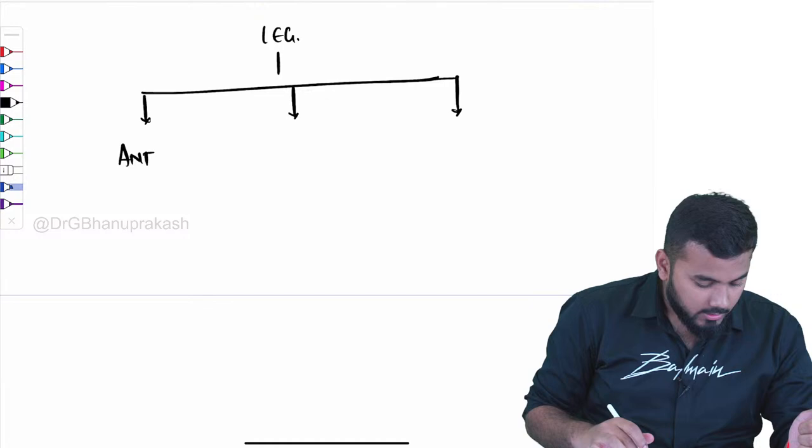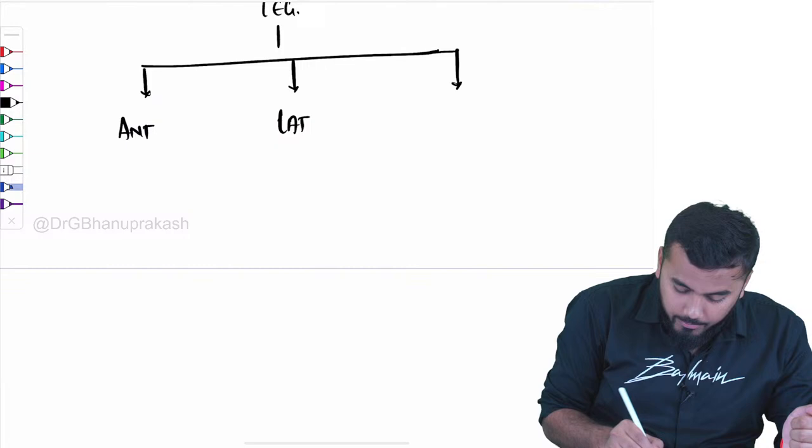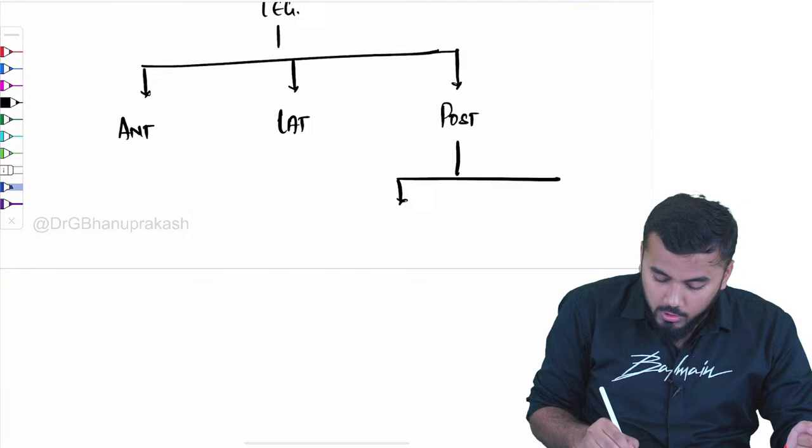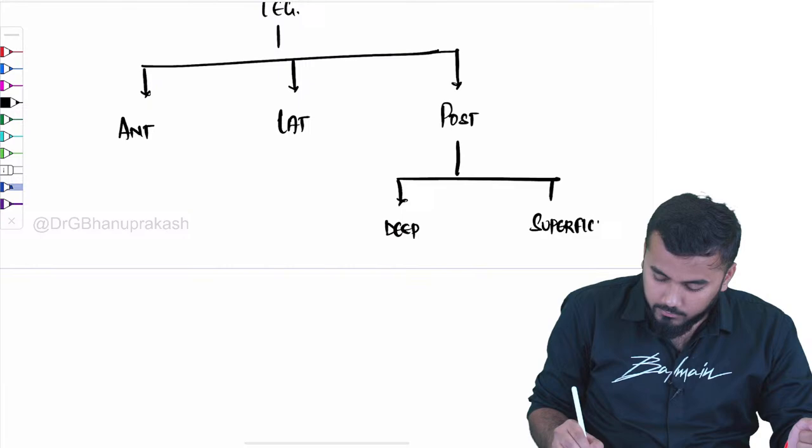So anterior compartment, lateral compartment and posterior compartment. Within the posterior compartment, I have two: one is called deep, another one is called superficial. Now let us also discuss the thigh.